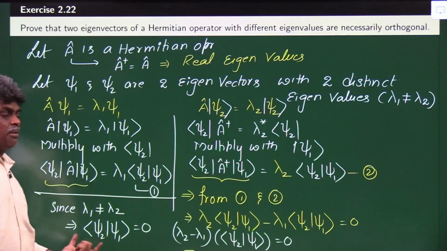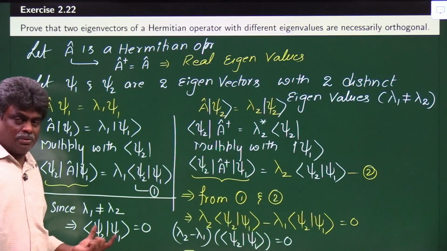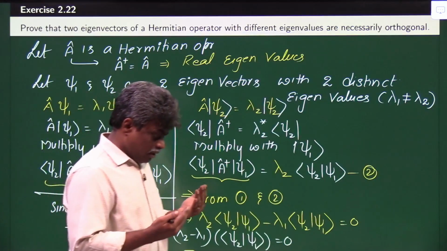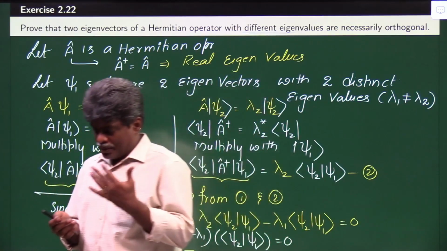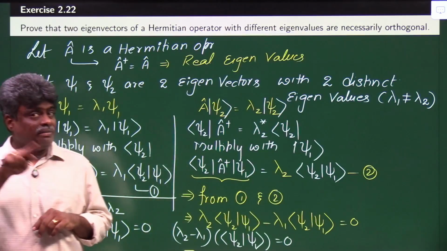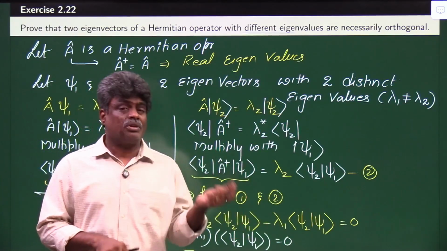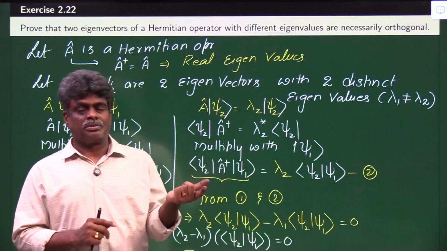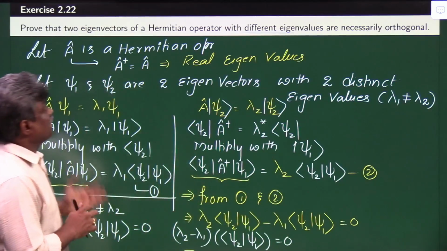So what is the meaning of the inner product of two vectors equal to 0? That means both are orthogonal to each other. So two eigenvectors of a Hermitian operator corresponding to two distinct eigenvalues are always orthogonal, right?